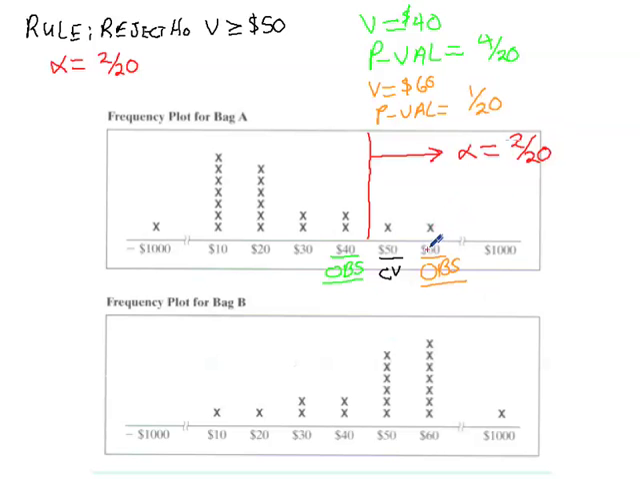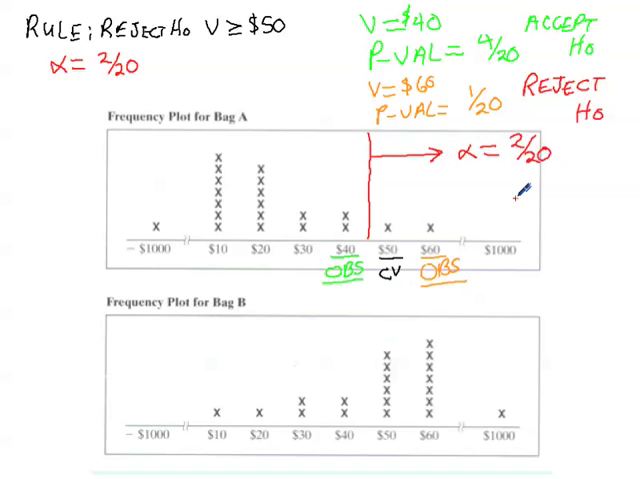Okay, now here's the big fat hairy deal. The thing to notice is that in the case of the green situation here, we fell outside of the rejection region. And since we fell outside of the rejection region, our decision here with a p-value of 4/20 would be to accept the null. On the other hand, if the $60 voucher we picked fell in the rejection region, then our decision would be to reject H0, right?